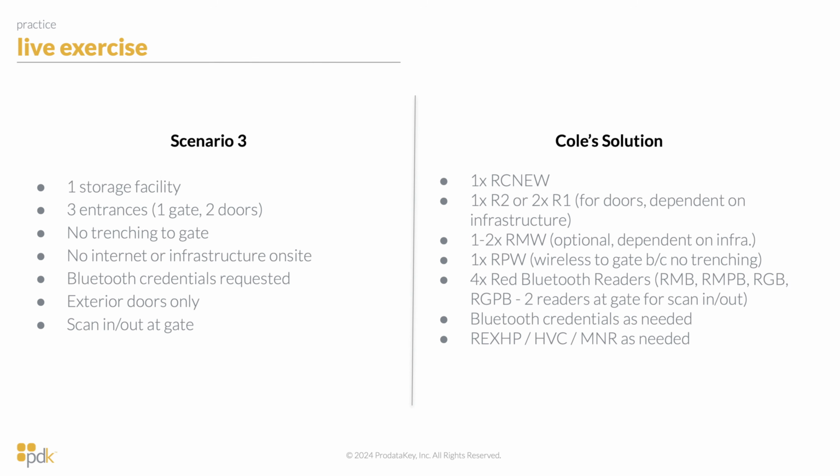I shouldn't have. All right, scenario 3. This is the storage facility. Great job, guys. I see some stuff coming through here. Scenario 3, we have one storage facility, 3 entrances with 1 gate, 2 doors, no trenching to gate, no internet or infrastructure on site. That's kind of a trick question. Bluetooth credentials requested, exterior doors only, and scan in and scan out at the gate.